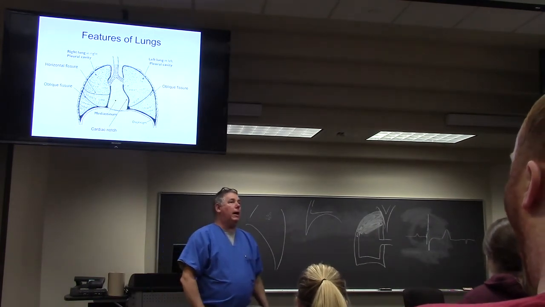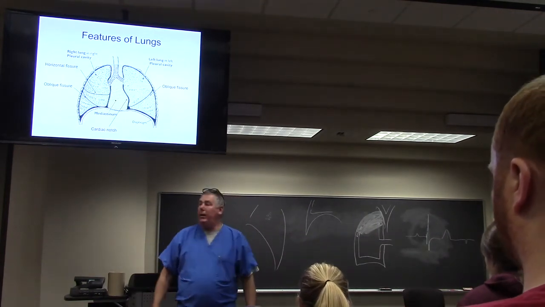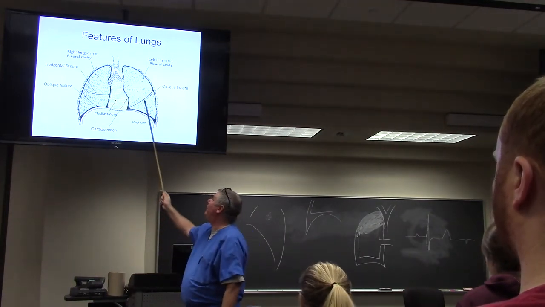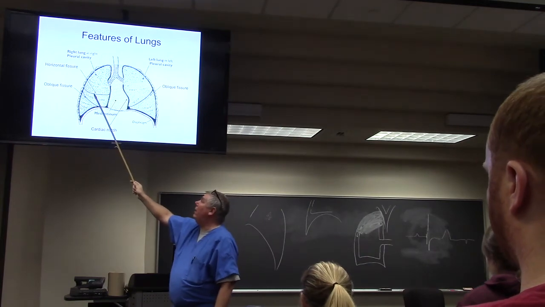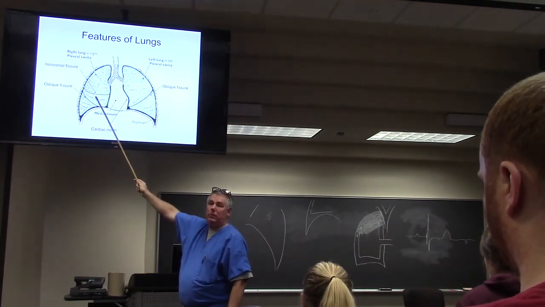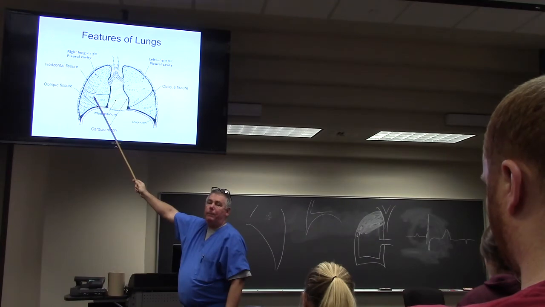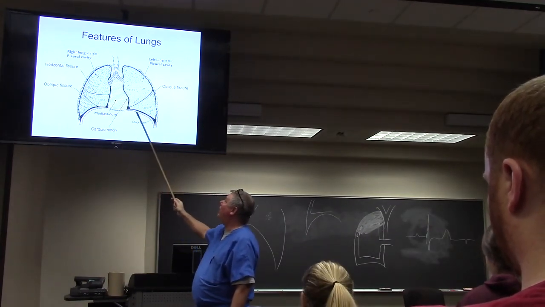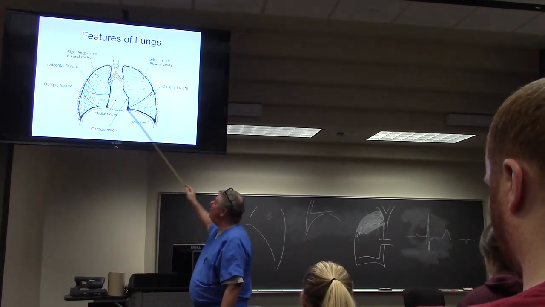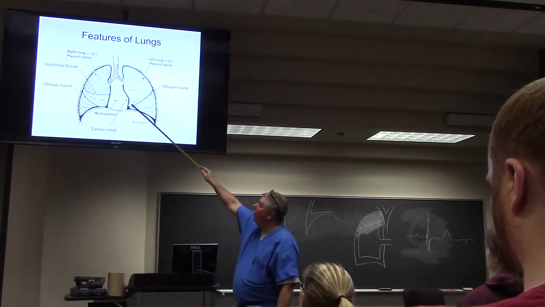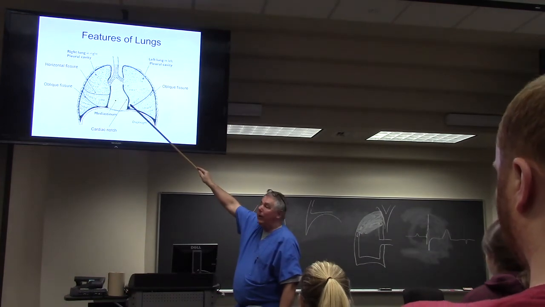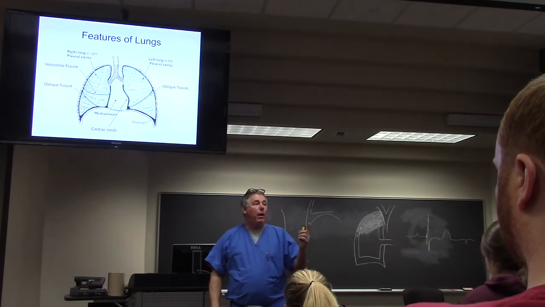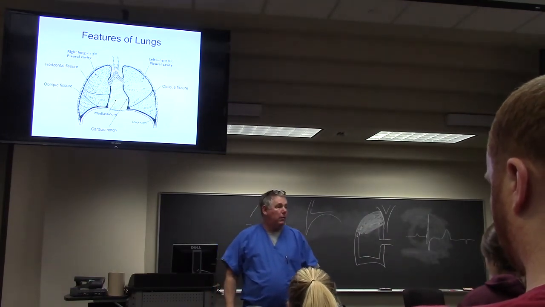Features of the lungs: 3 lobes on the right, 2 on the left. Both lungs have an oblique fissure. The right lung has a horizontal fissure. The left lung has a cutout here for the heart. It's called the cardiac notch. And that makes that little thing right there of the upper lobe look like a tongue. That's why it's called the lingula. Where's the lingula? It's in the left upper lobe of the lung. Lingula.